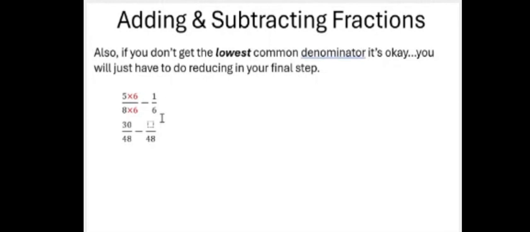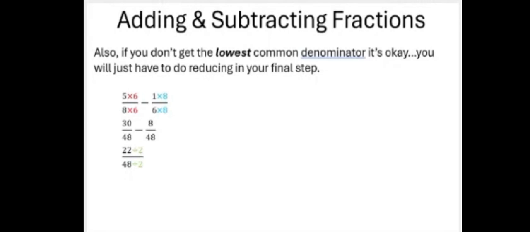Then I ask myself, what did I do to the 6 to get 48? I multiplied by 8. So I do the same thing to the top and bottom, multiply by 8. 1 times 8 is 8. And now I subtract. 30 minus 8 is 22. I notice that I can reduce this fraction because the top and bottom are both even, so I divide top and bottom by 2.